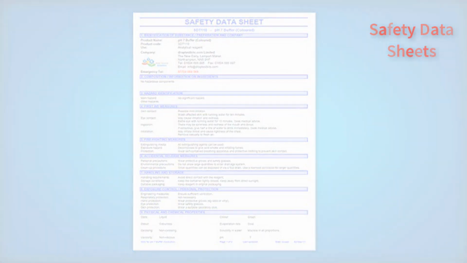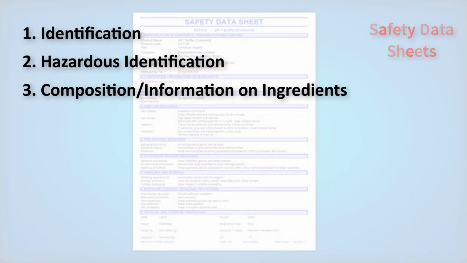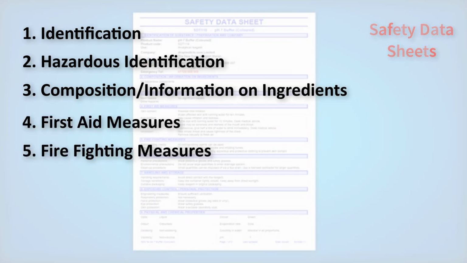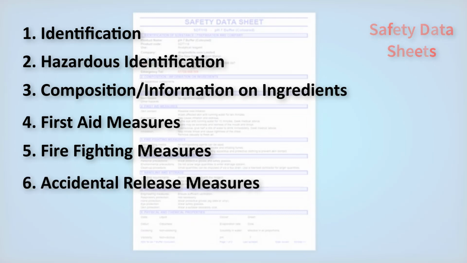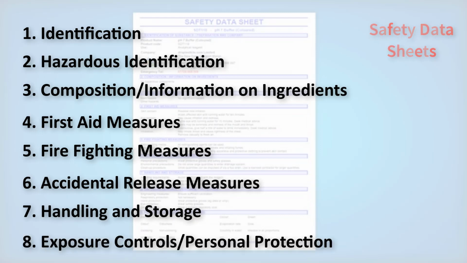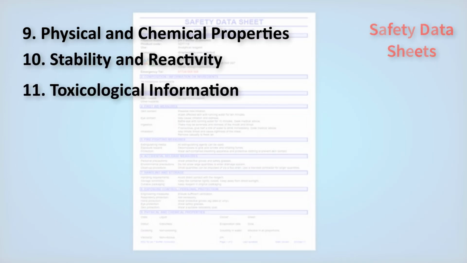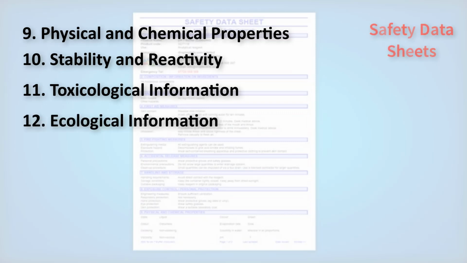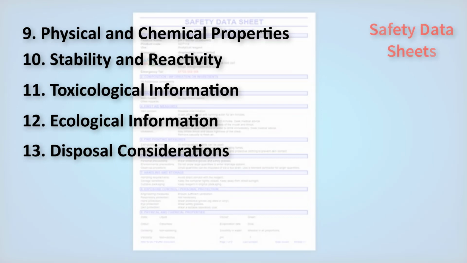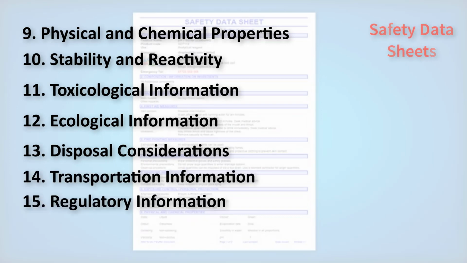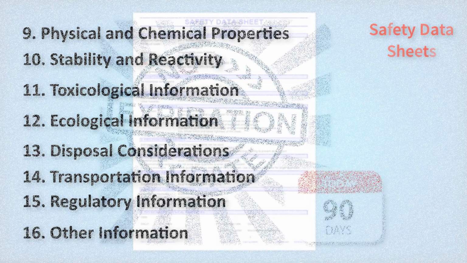The required sections for SDS are identification, hazardous identification, composition, information on ingredients, first aid measures, firefighting measures, accidental release measures, handling and storage, exposure controls, personal protection, physical and chemical properties, stability and reactivity, toxicological information, ecological information, disposal considerations, transportation information, regulatory information, and other information.